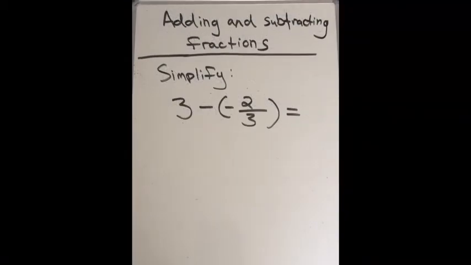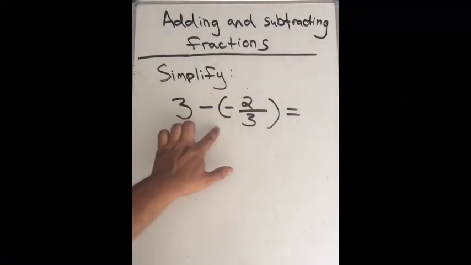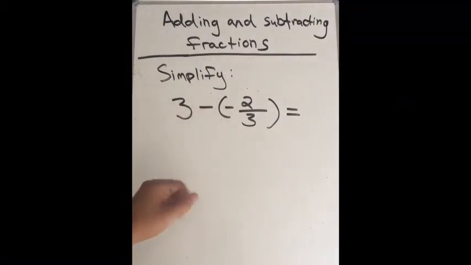Now, I want to do an example like this, which has several different components to it, things we learned in this video as well as previous videos, so we can build on all these skills that we're acquiring. It's asking us to simplify the following. We have a whole 3 minus -2/3, and we're trying to find what the difference of the two is.